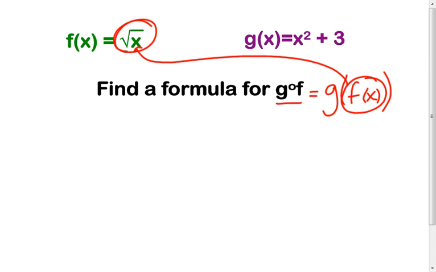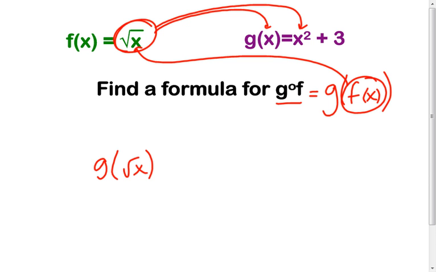Then I'm going to take that output and put it into G's equation, okay? So I'm going to take G of the square root of X, and I'm going to get the square root of X, squared, plus 3. Well, when you square the square root of X, you just get X plus 3.